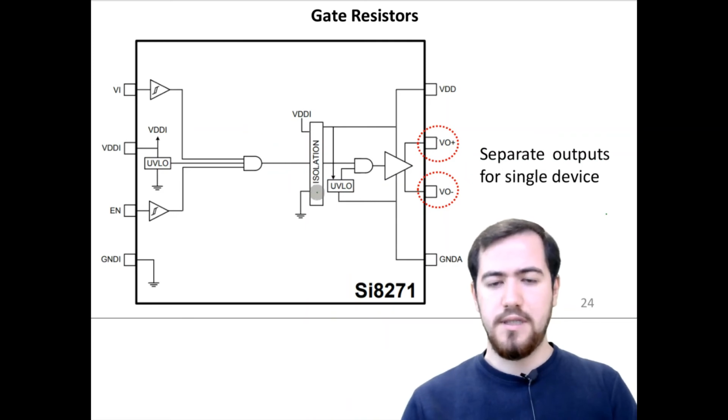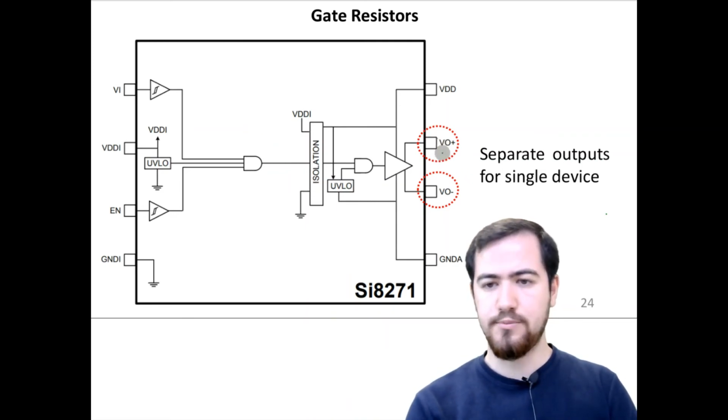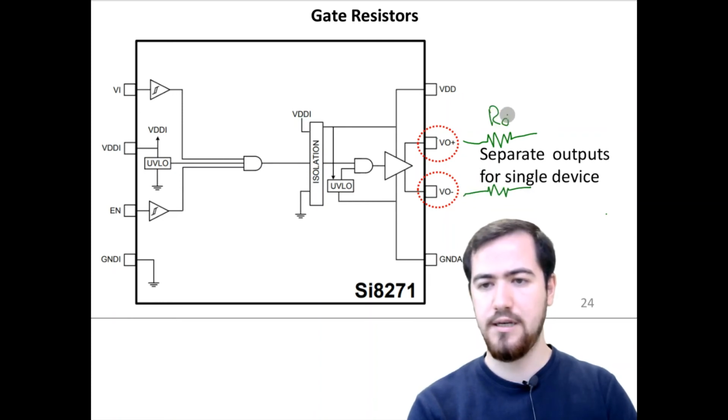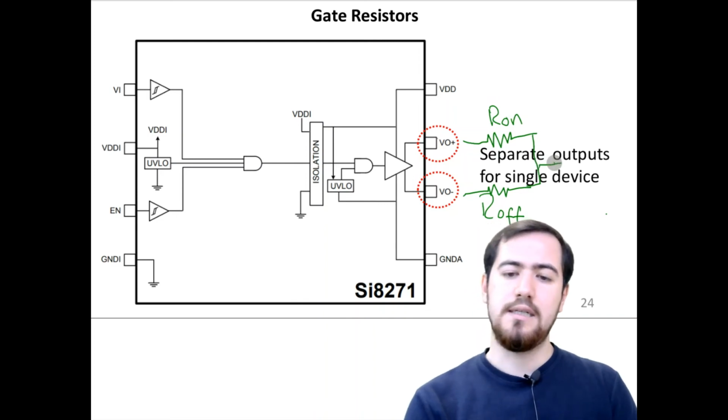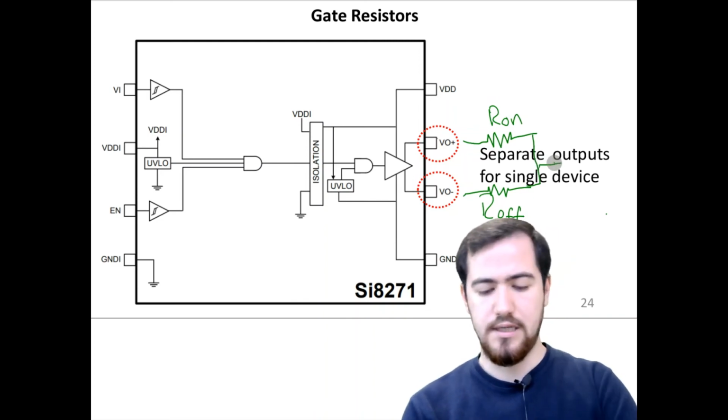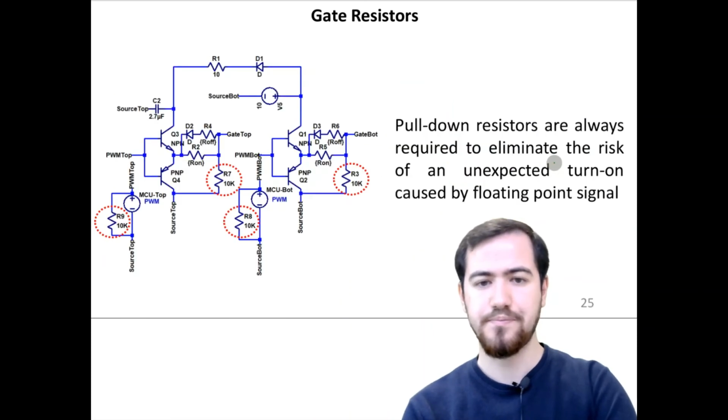However, in general, we are using a gate driver with two outputs, the positive and the negative output. So we are connecting the turn on and turn off resistors to those pins separately for turning on or turning off our switches with different durations. So this is the real case application example.